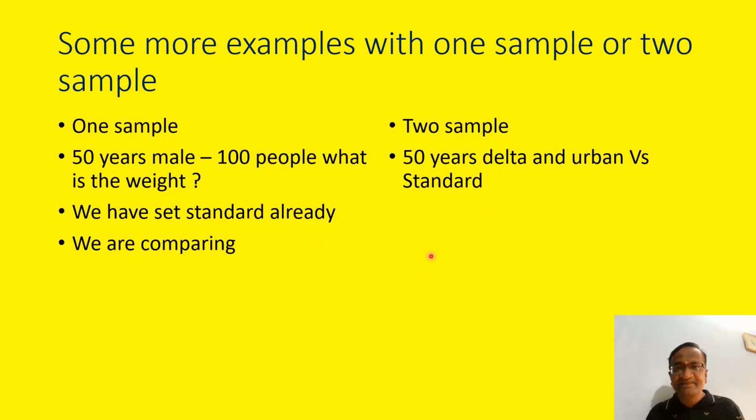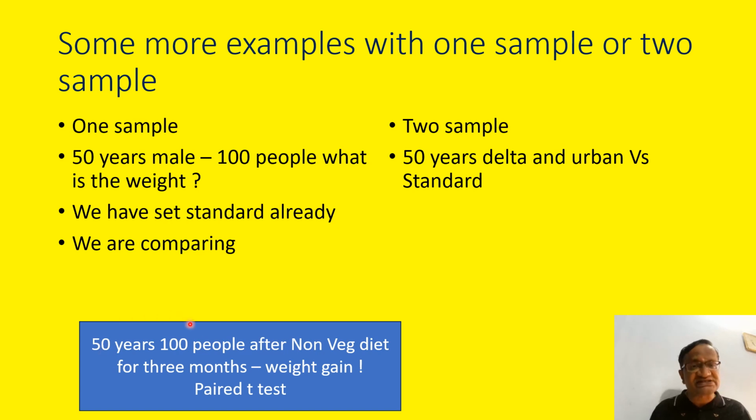What is two-sample? Five-year-olds, urban and rural, say. We have two samples. Now we have 50-year-olds, 100 people. After a non-vegetarian diet for 3 months, you look at weight gain, then you call it a paired t-test. Now you know one sample, two sample, and paired t-test. Paired t-test means there is only one sample. Now you do the intervention. The change occurs. You calculate the mean of before and after and compare the means. This is called a paired t-test, and it is the same 100 people.